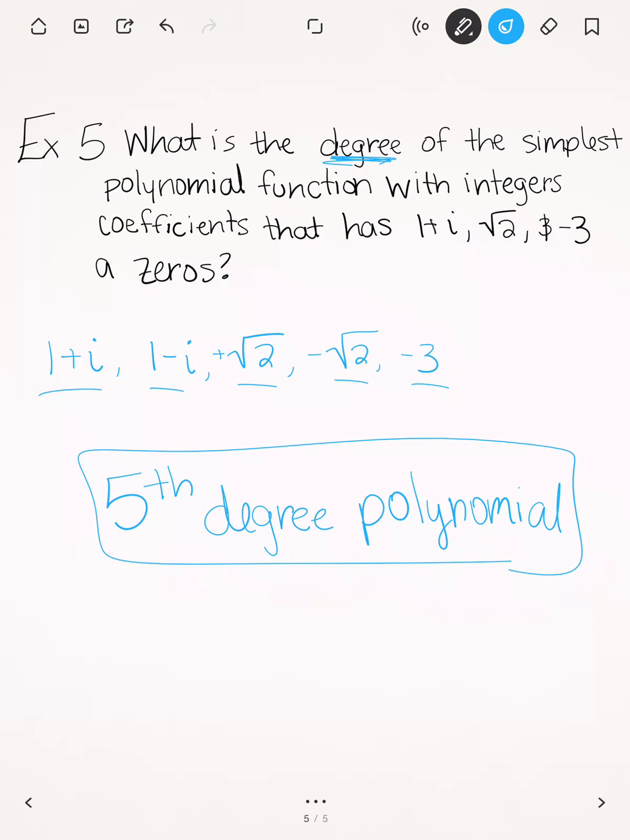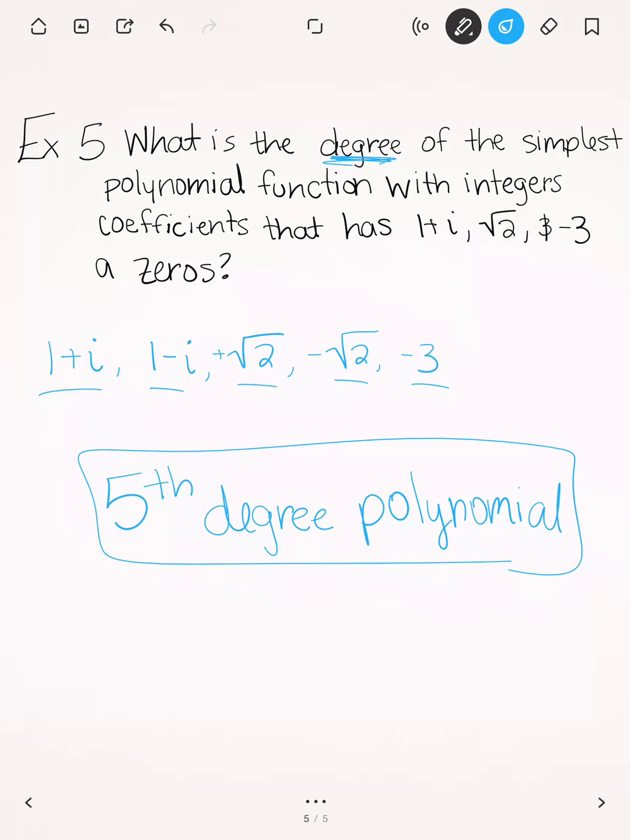Based on how many zeros you have, that tells you what degree your polynomial will be. So again, if I just have one term, I have an x to the first. If I have 2 zeros, I have an x squared. If I have 3 zeros, like all the examples we did before, I have an x cubed. In this case, I had 1, 2, 3, 4, 5. Again, because i's come in pairs, radicals come in pairs, it gave me a 5th degree polynomial.